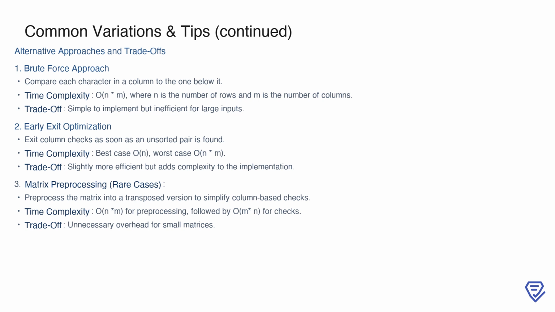Another less common approach is matrix preprocessing, where you transpose the matrix to simplify column-based checks. This involves preprocessing time of O(n*m), followed by the regular checks, and might introduce unnecessary overhead for smaller matrices. Choosing the right approach depends on input size and efficiency requirements, so weigh these trade-offs carefully.